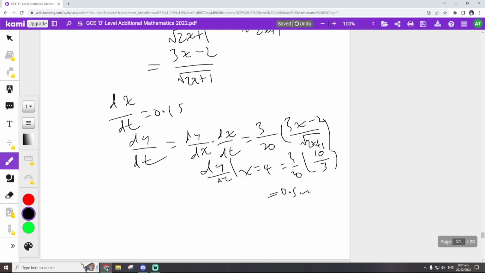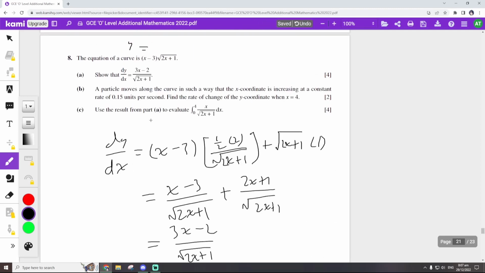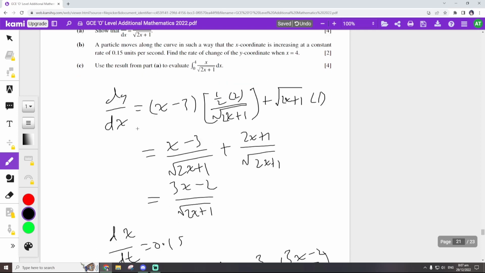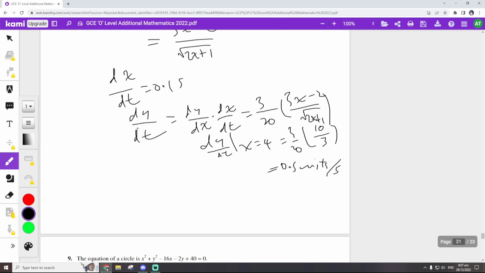So 0.5 units per second. Use this result to evaluate the integral from 0 to 4 of x over root 2x plus 1 dx. Okay. There's actually another way to evaluate this integral, which is long division, but I'm not sure if your tutors will teach you that. It's basically the GCE method of evaluating an integral like this, but we'll follow the method here.